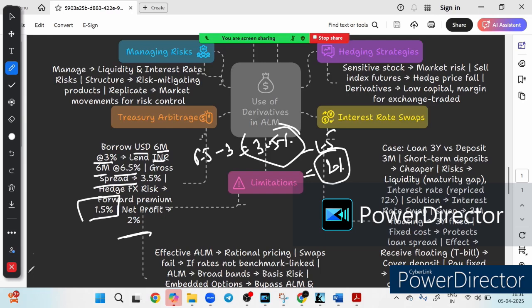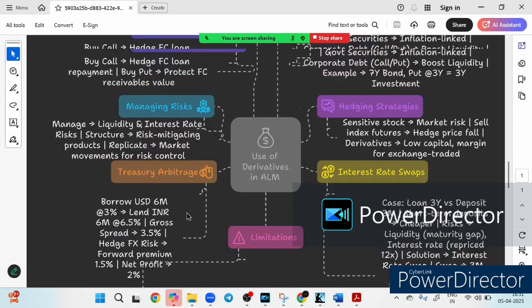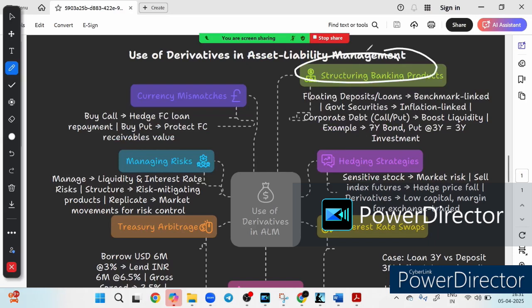Now friends, let's look at how we structure banking products. Let's see the top right corner. Basically there is something called floating deposit or floating loan. If the product is like a floating deposit or floating loan, then it is linked to the benchmark for better control. This is how you control them. And suppose your product is a government security. If it is a government security, then it should be linked to inflation for stability.